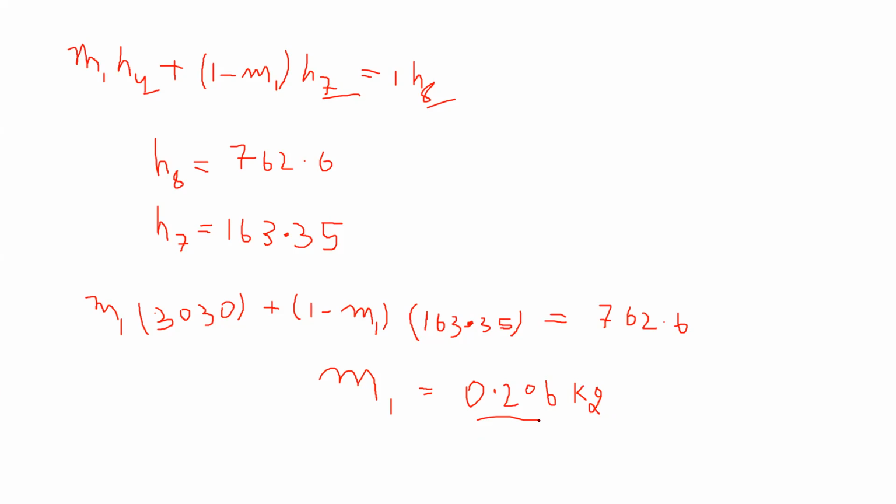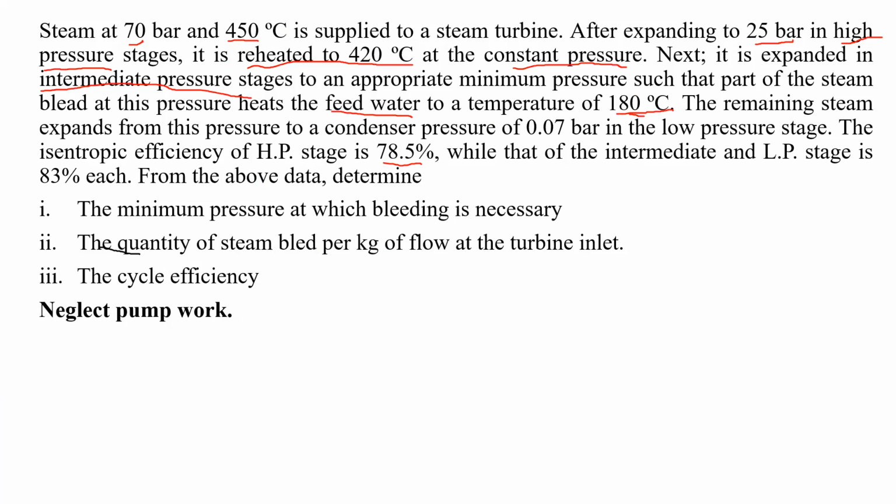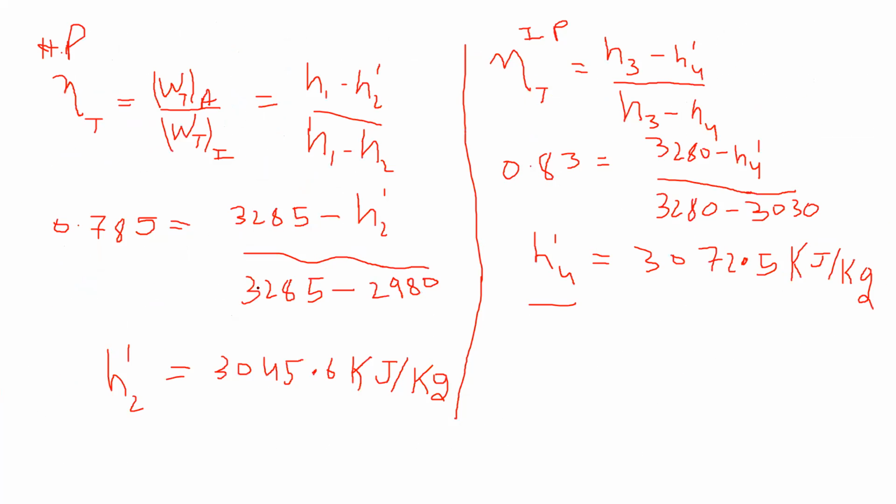This much amount of mass is taken from the intermediate turbine. Then what is the remaining term? We are already calculating the quantity of steam as well as the minimum pressure. These two things are over. Then the remaining one is the cycle efficiency.